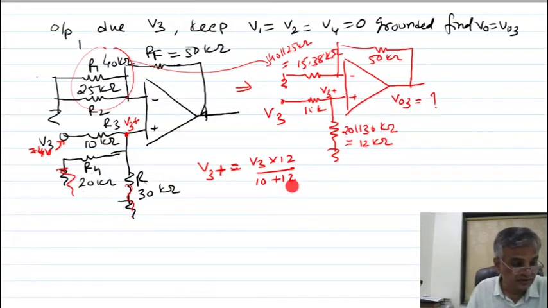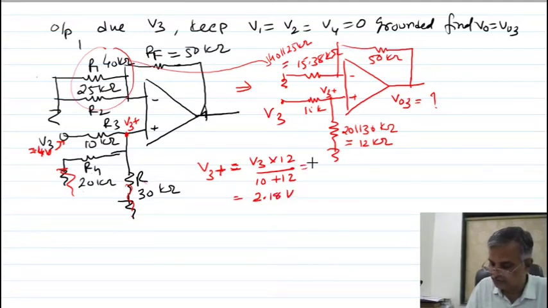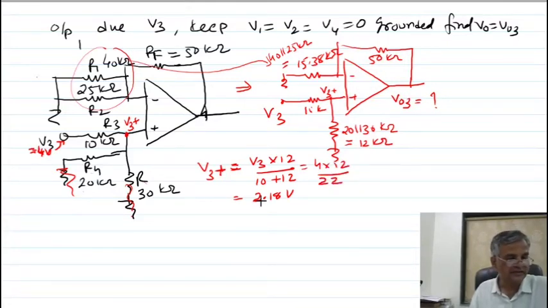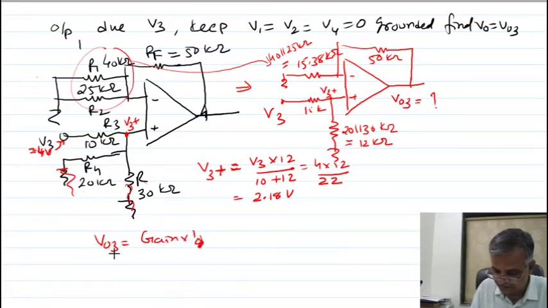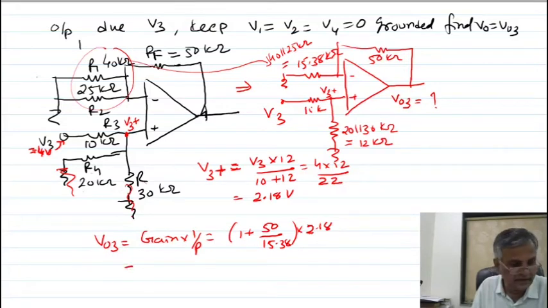that I have written here, and that value is of the order of 2.18 volt, because you know V3 is 4 into 12 upon this is nearly about 22. You will get like this 2.18. So what is VO3? VO3 is nothing but the gain multiplied by input. So gain multiplied by input is 1 plus 50 upon 15.38 multiplied by input 2.18. So I'll get VO3 about 9.267.